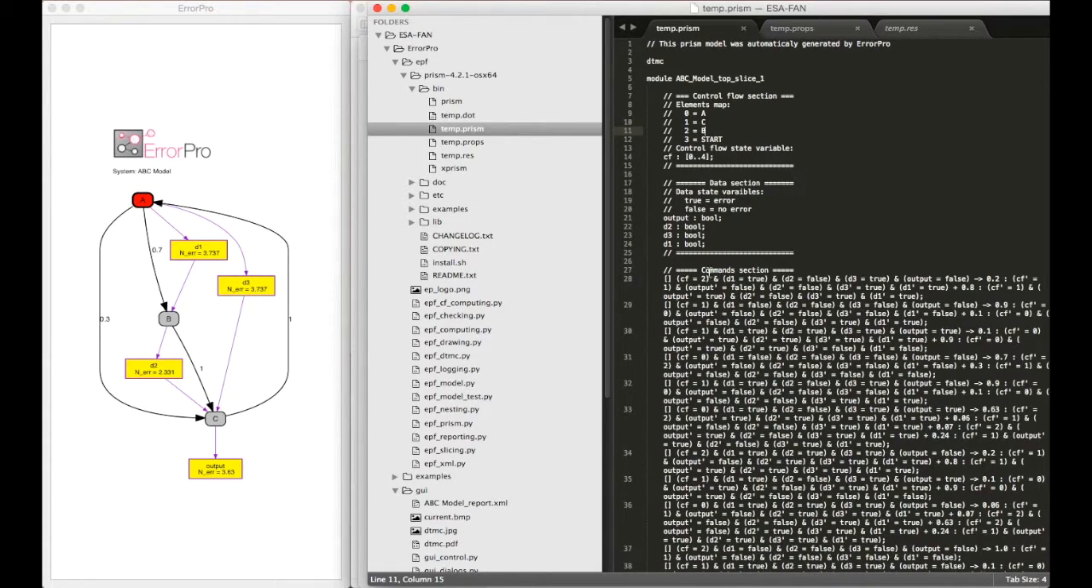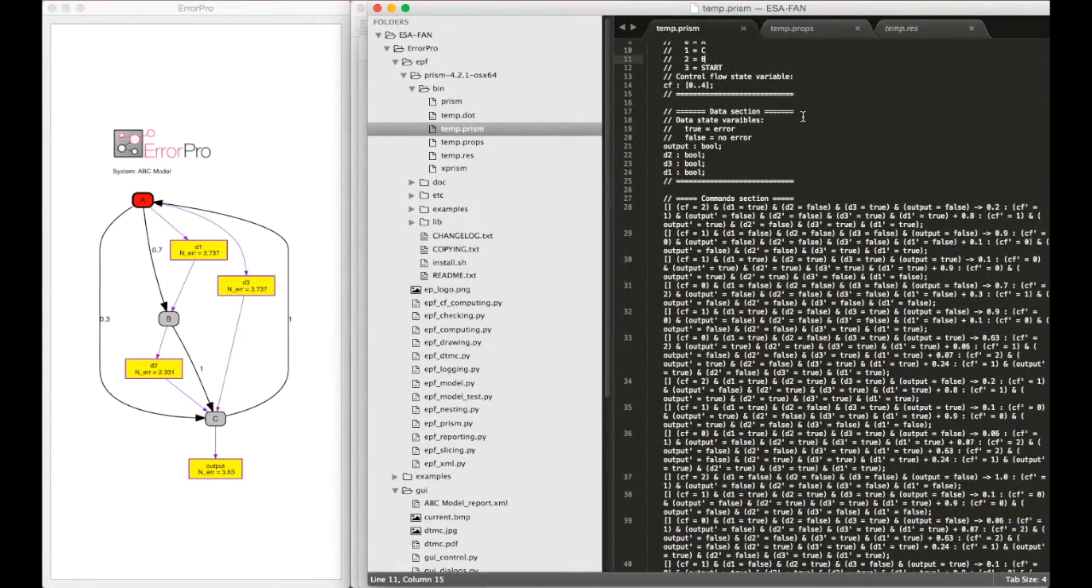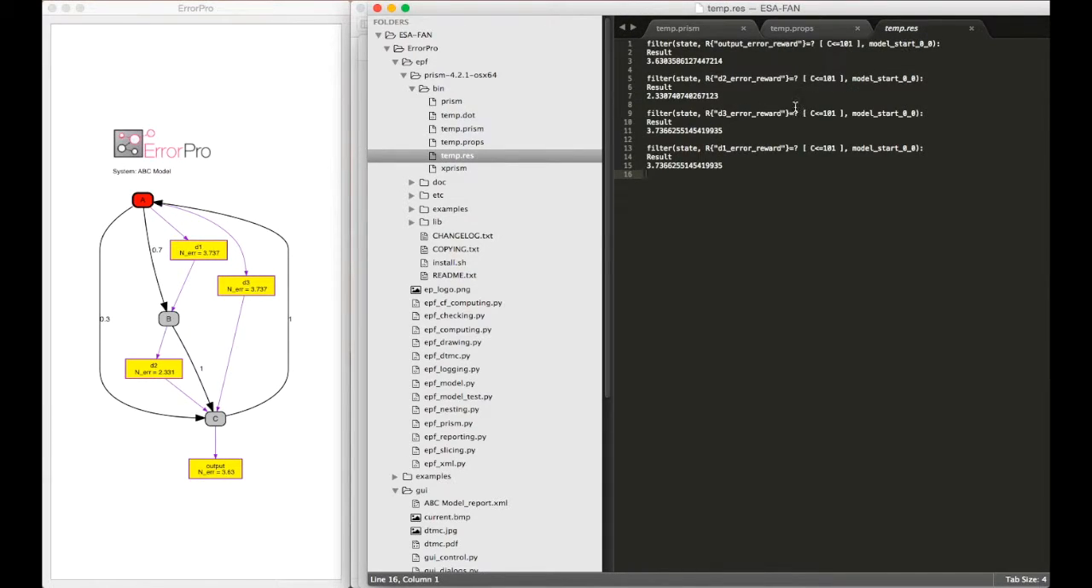Also, ErrorPro generates another file. It is called a properties file, and this file specifies what we need to compute. Each row specifies an expression that tells PRISM that we are interested in the mean number of passages through specific states, which represent errors in these four data. After the computation, PRISM returns this file with the numbers, and basically these are the numbers of errors, which are parsed and shown in the graphical user interface of ErrorPro.